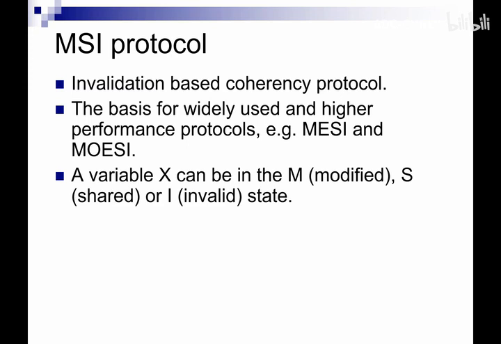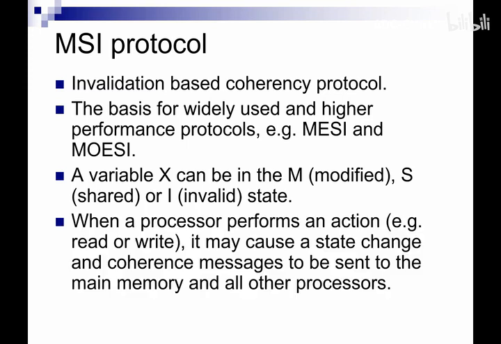The reason it's called the MSI protocol is that each variable can be in 3 different states: either the M state, which means modified, the S shared state, or the I invalid state. Whenever a processor performs an action, for example, a read or write operation, it's going to cause a state change to the variable. It's also going to cause coherence messages to be sent to the main memory and all the other processors. I'll show you exactly how this works in a few slides.